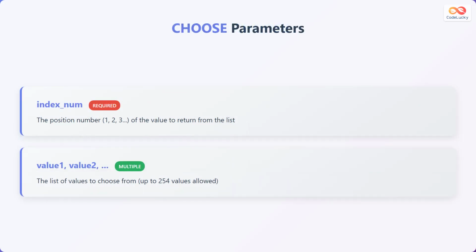The CHOOSE function has two types of parameters: index_num, which is a required parameter, and value1, value2, and so on, which are multiple optional parameters. The index number is the position number, such as 1, 2, 3, and so on, of the value that you want to return from the list. Value1, value2, and so on represent the list of values you want to choose from. You can have up to 254 values in this list.